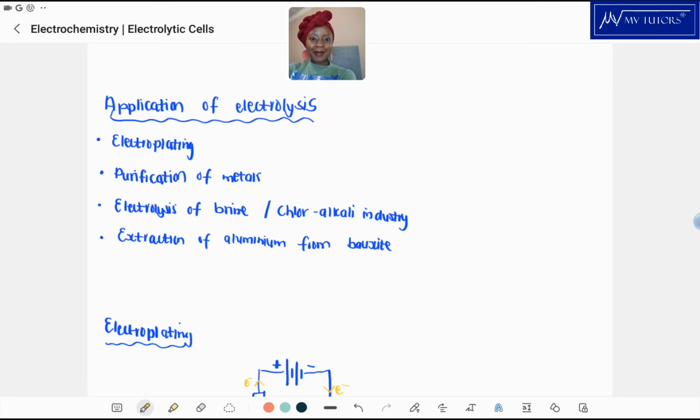I'm Tsolo and I'm going to continue with the application of electrolysis. I spoke about them last time, so we're going to go through each one of them. They normally ask these questions on electrochemistry, either question 8 or question 9. So let's see what is actually happening.